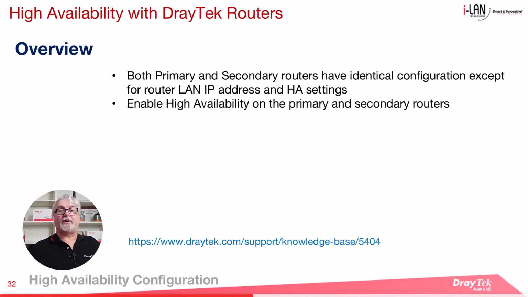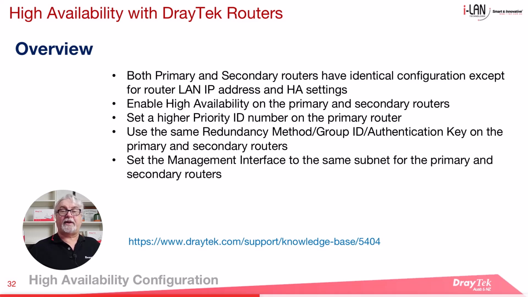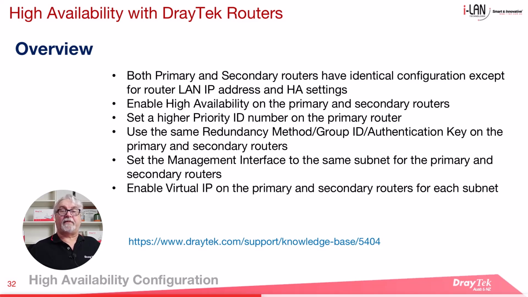In order to establish high availability, we must initially enable it on every router. After that, we should assign a higher priority ID to the primary router. For all routers, it's important to apply the same redundancy method, such as hot standby or active standby, and use a group ID and authentication key. It's important to ensure that the management interface is set to the same subnet for both the primary and secondary routers. To proceed, establish a virtual IP address for each router.